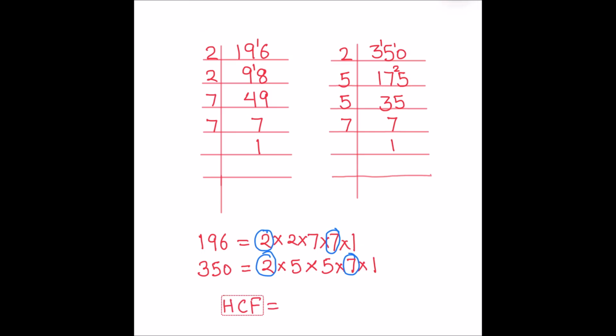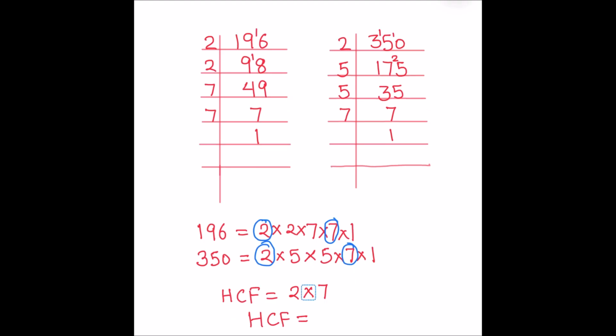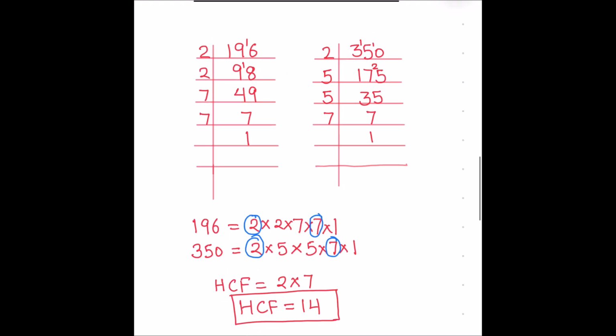So the HCF of the two numbers will be the product of these common factors. So 2 times 7 will be the HCF of these two numbers. And 2 times 7 is 14. So the HCF of 196 and 350 is 14. So this is how we find the HCF of any numbers using the prime factorization method.